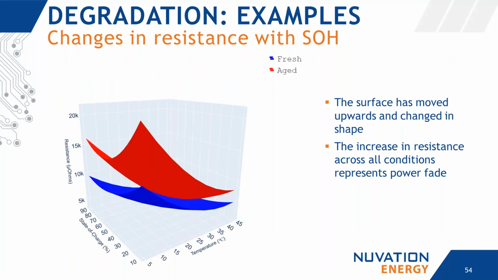What did we find? Well, we ran the design of experiments methodology that we showed you earlier to get these surfaces. We did it on a fresh cell and on an aged cell. And you can see the fresh one at the bottom here, the blue, and the aged in the red. And right away, you'll see that this surface has moved up, from maybe 10K roughly to over 15K at this point. That movement upwards represents power fade because the resistance has increased. And not only has it moved up, the shape has changed. So the degree of power fade at different conditions is different.